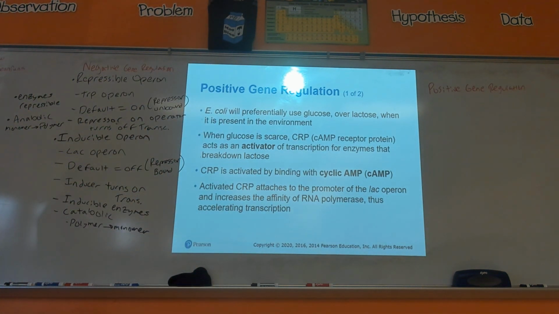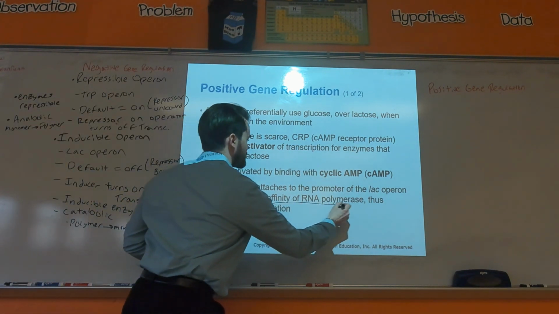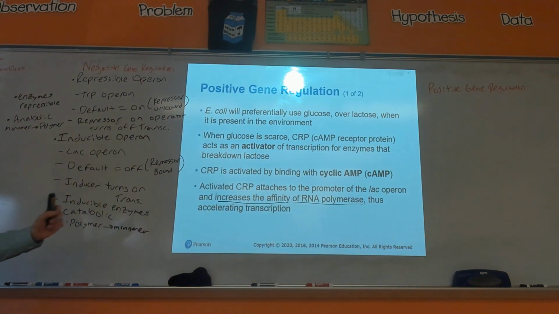So CRP increases the affinity of RNA polymerase. Make sure that phrase makes sense to you. Affinity means the attraction of, or in this case, how well the RNA polymerase binds, how often it binds to this promoter and does transcription.